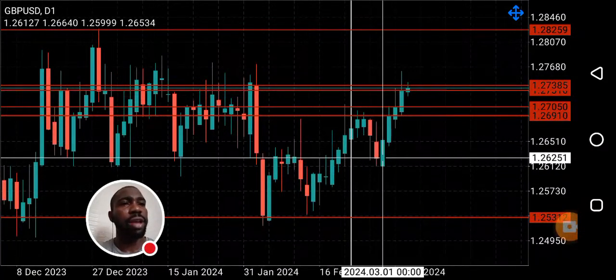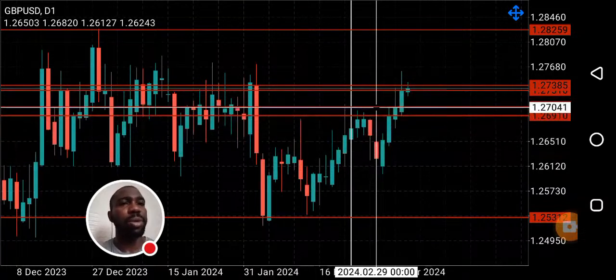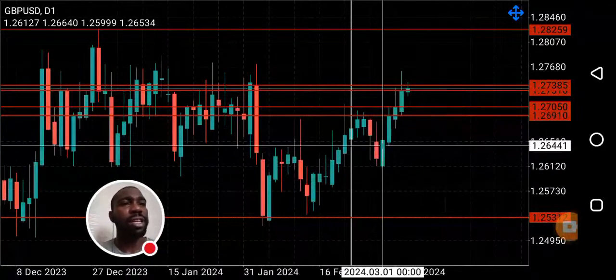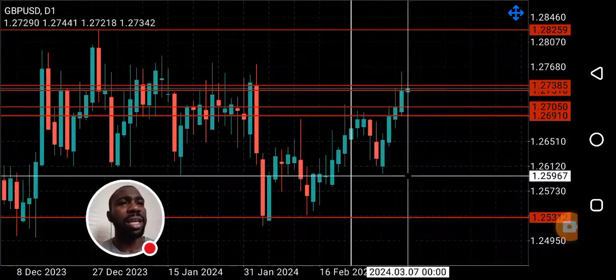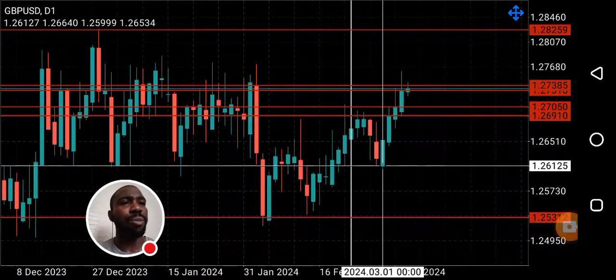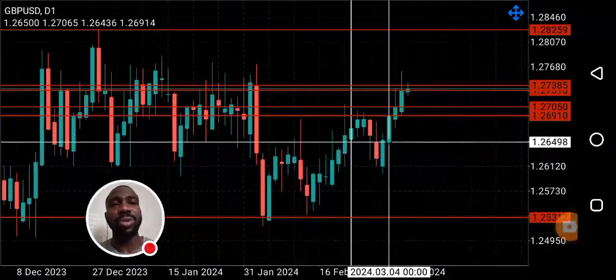Okay, this was the candlestick that formed last week on the daily time frame, GBP USD. So you can see the pattern we have here. This looks like an inverted hammer, a bearish inverted hammer, and the next candlestick that formed was a bullish candlestick, which indicates that the buyers are showing up strong in the market.